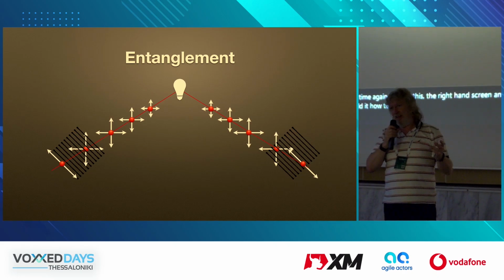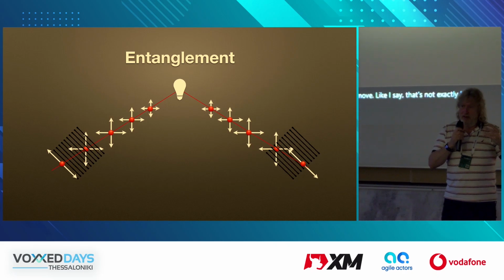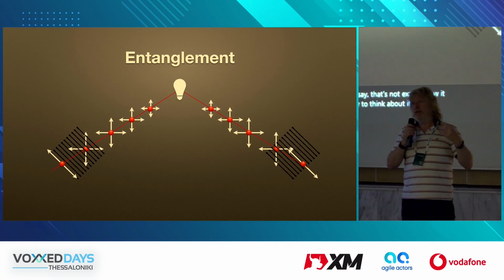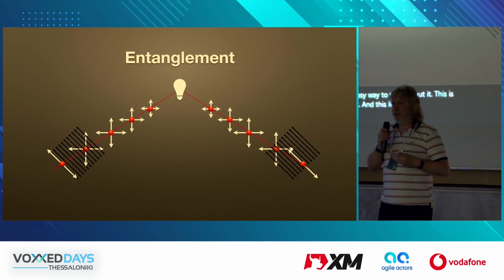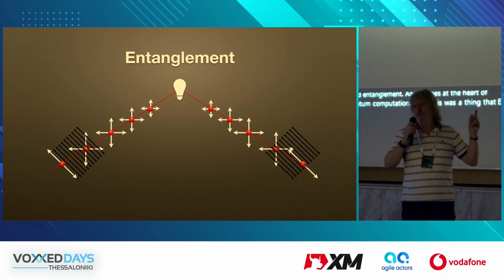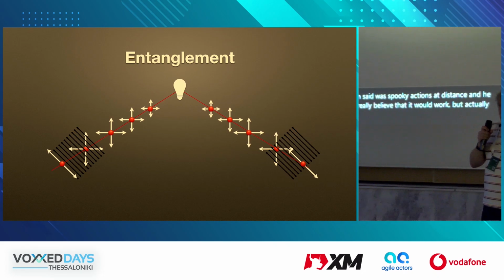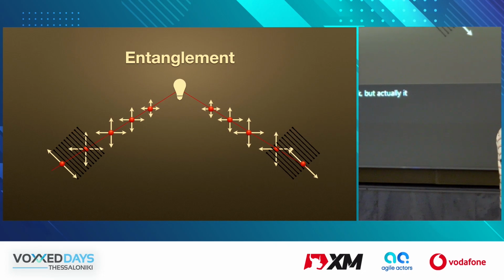Like I say, that's not exactly how it works, but it's the easy way to think about it. This is called entanglement, and this lies at the heart of quantum computation. Now, this was the thing that Einstein called spooky action at a distance, and he didn't really believe that it would work, but actually it does work. We've seen it many times. We're going to set up one of these states and play with it.